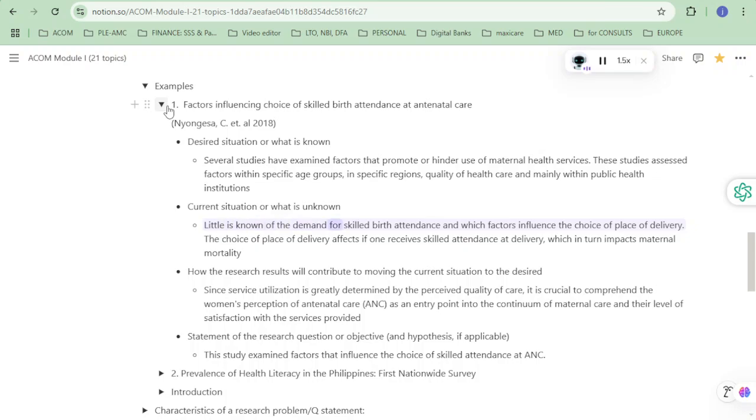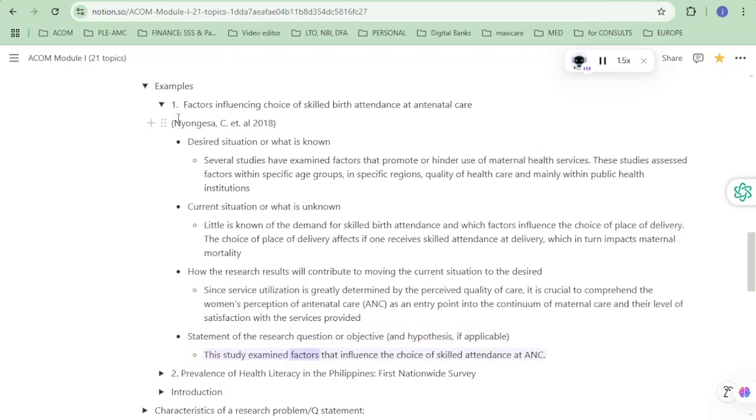Little is known of the demand for skilled birth attendants and which factors influence the choice of place of delivery. The choice of place of delivery affects if one receives skilled attendants at delivery, which in turn impacts maternal mortality. How the research results will contribute to moving the current situation to the desired: since service utilization is greatly determined by the perceived quality of care, it is crucial to comprehend the women's perception of antenatal care, ANC, as an entry point into the continuum of maternal care and their level of satisfaction with the services provided. Statement of the research question or objective, and hypothesis, if applicable.